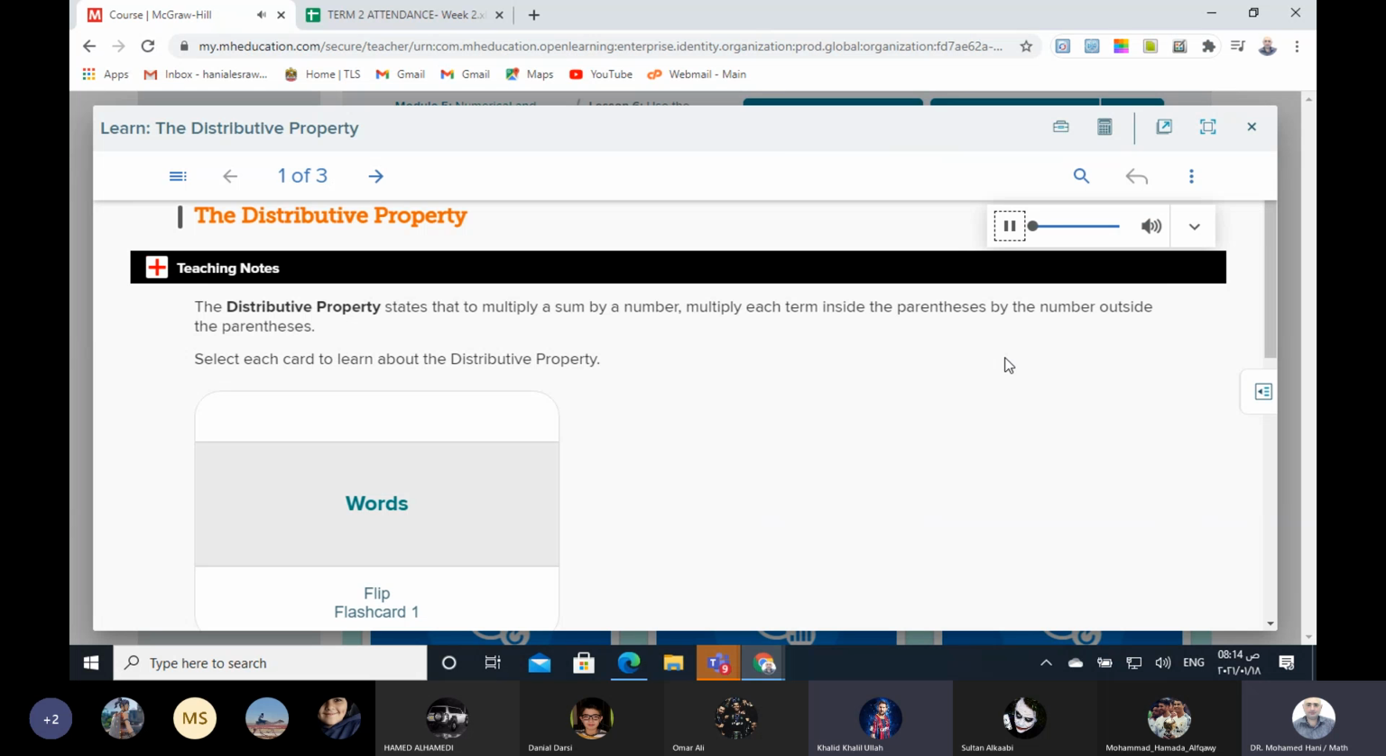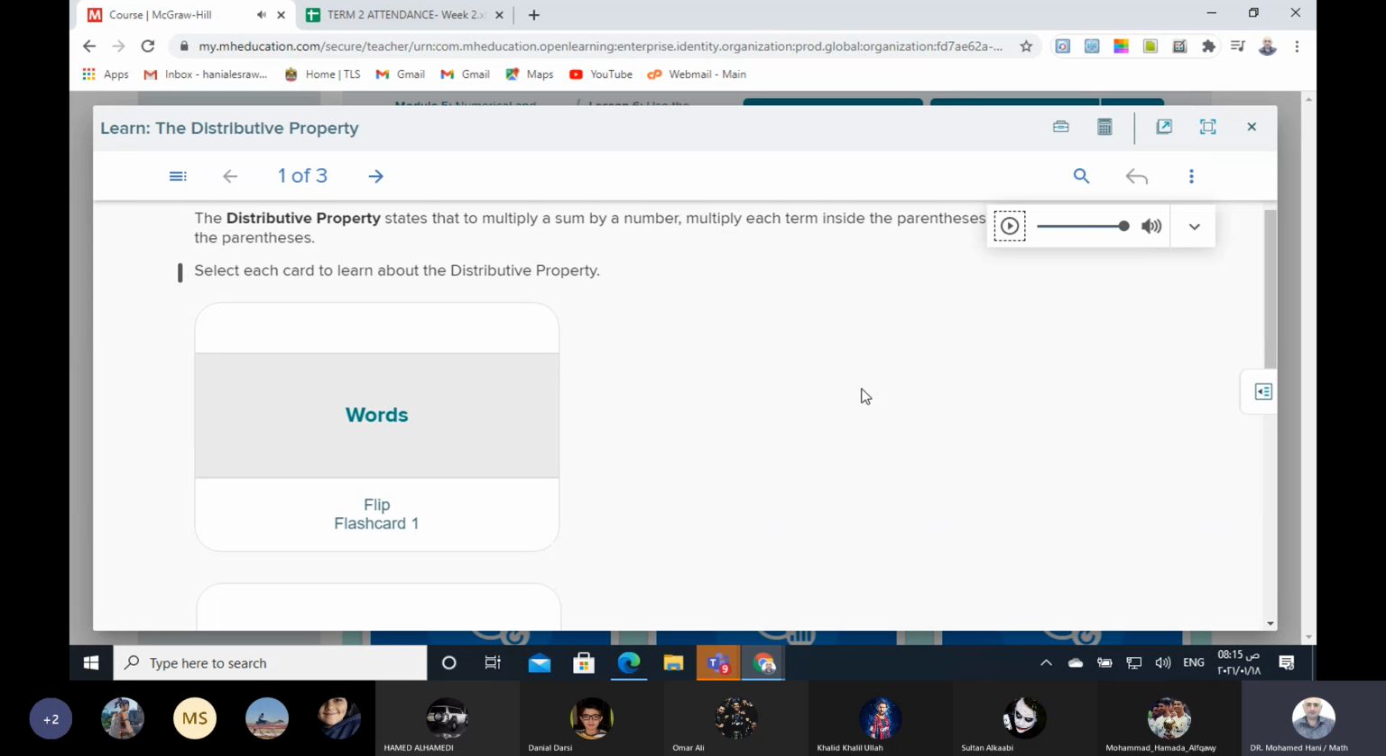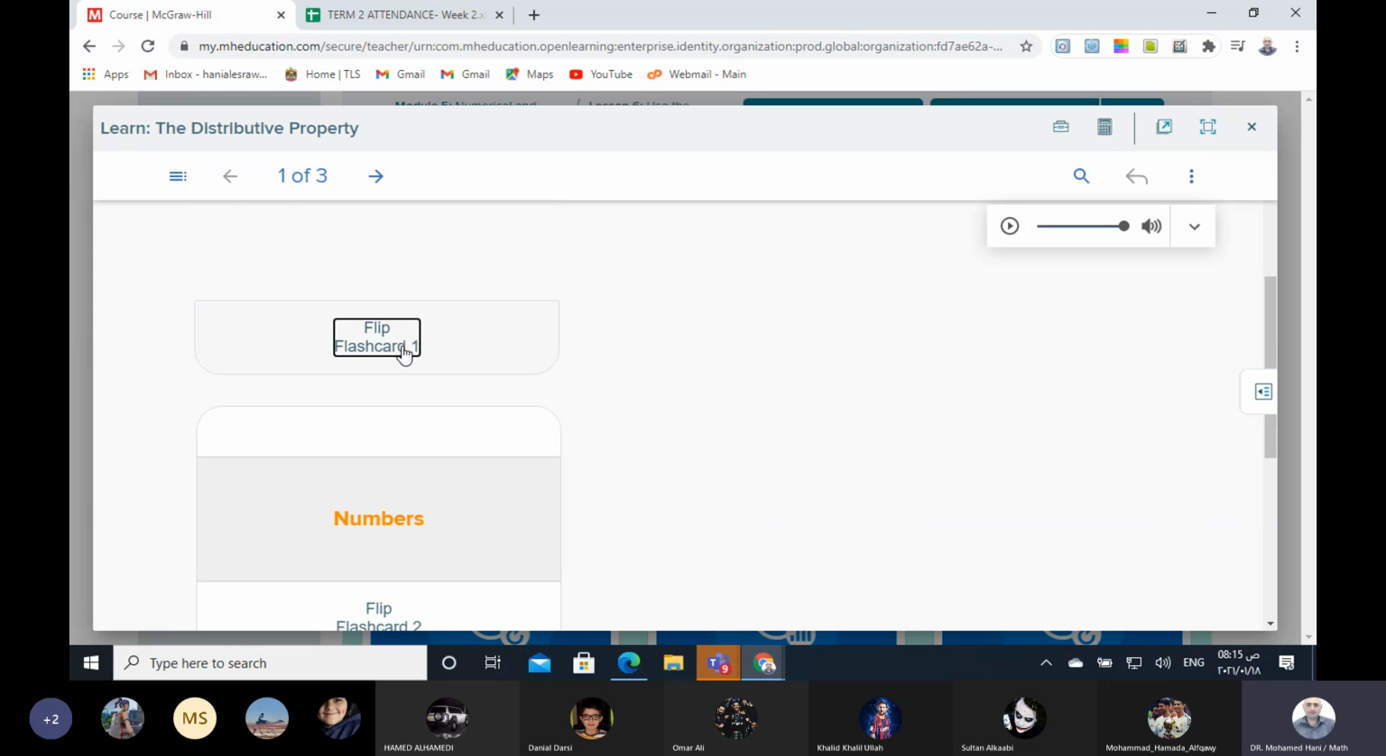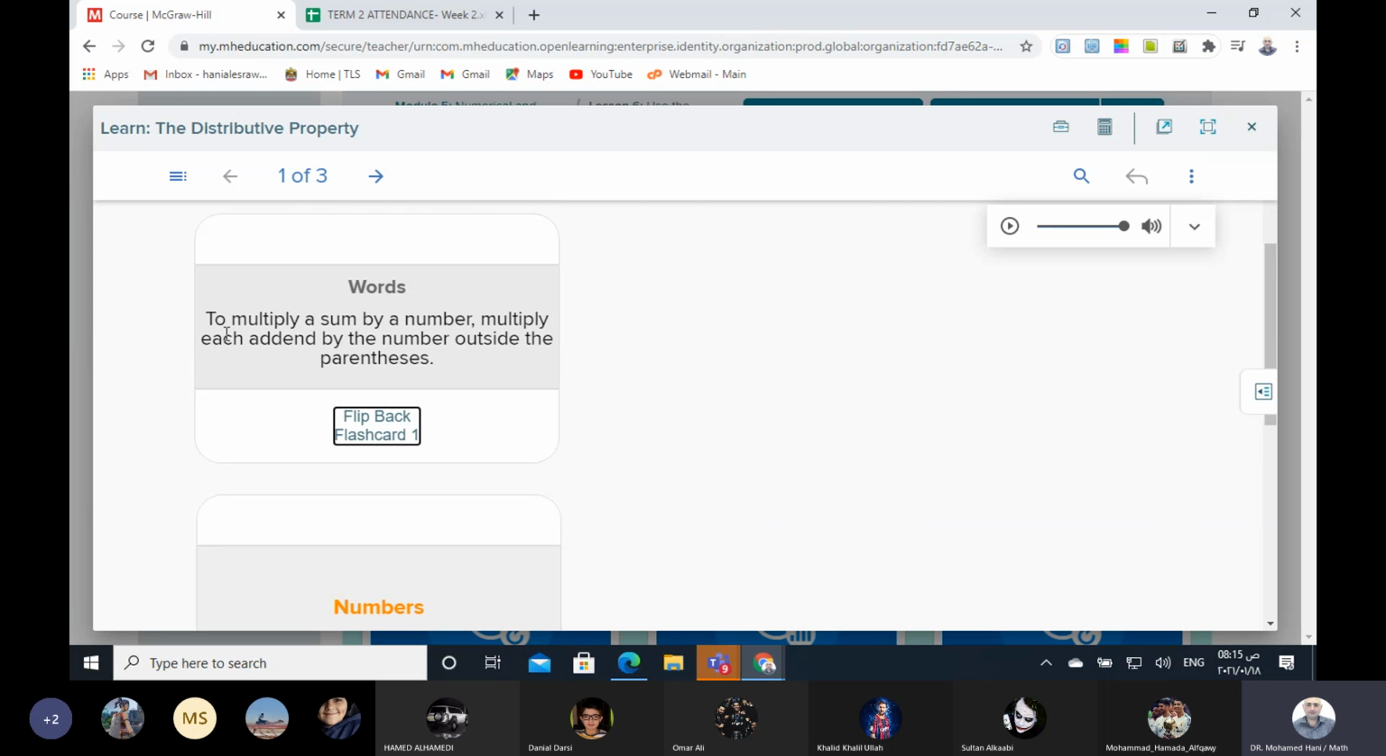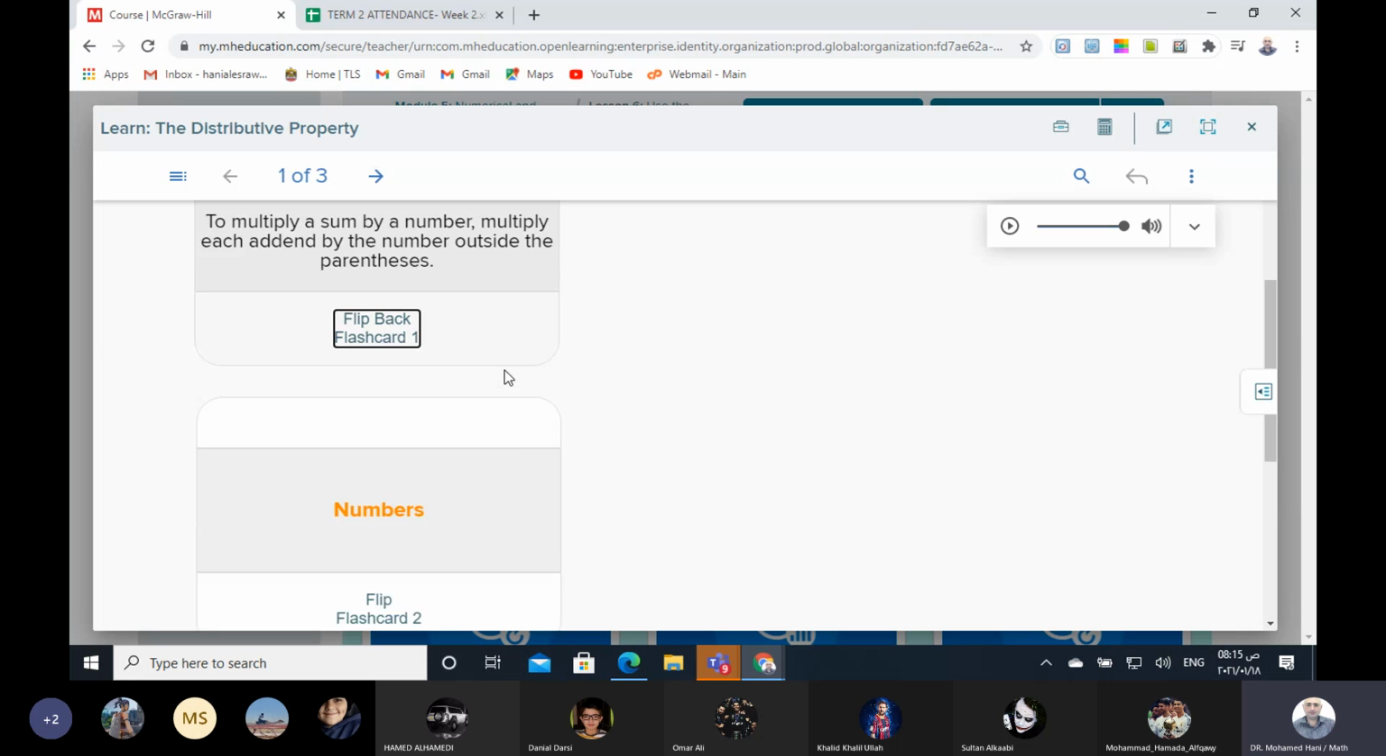The distributive property. Teaching notes. The distributive property states that to multiply a sum by a number, multiply each term inside the parentheses by the number outside the parentheses. Okay, what is the meaning of the distributive property? To multiply a sum by a number, multiply each addend by the number outside the parentheses.